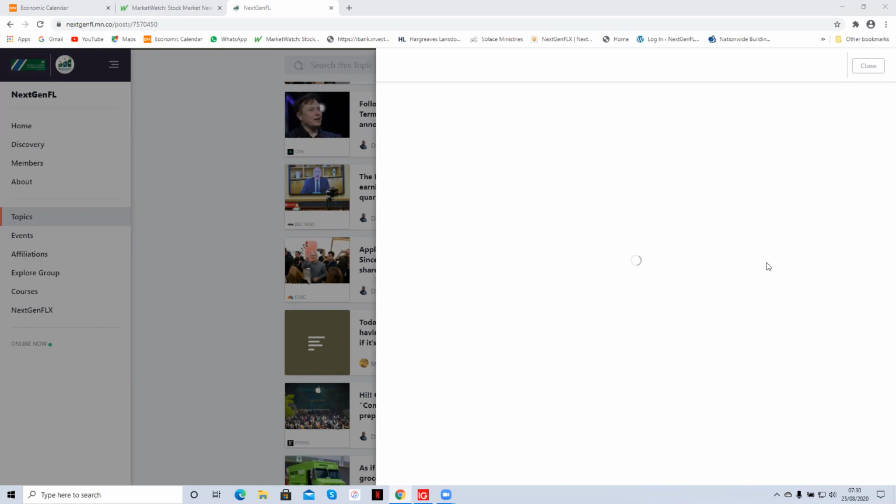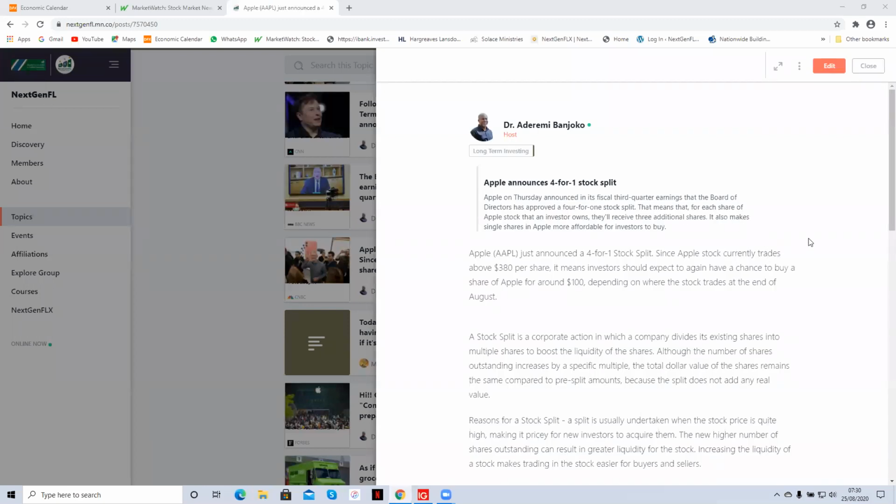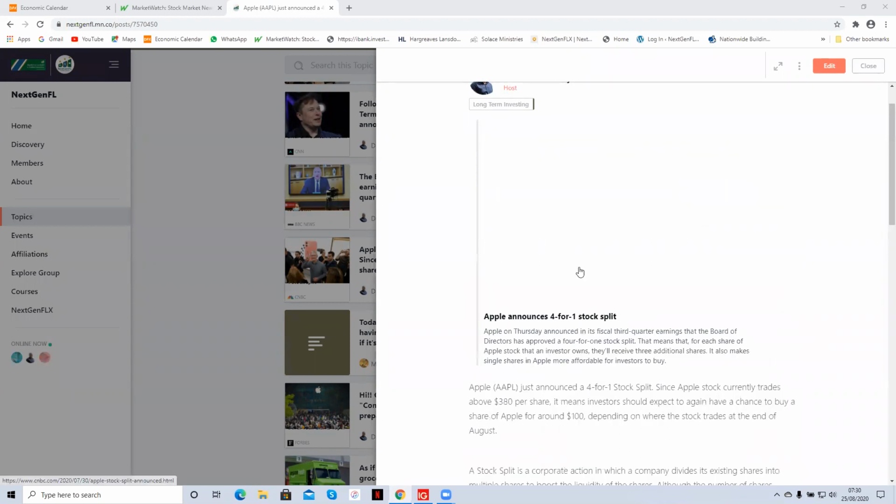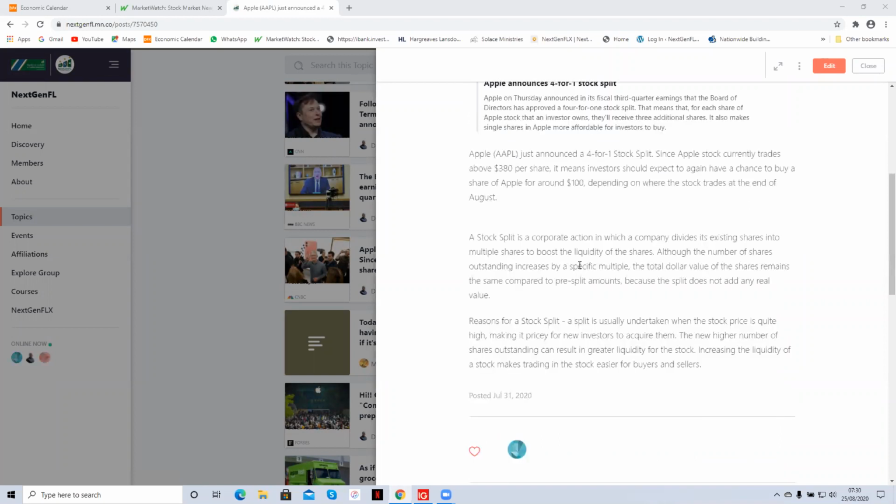I went back and looked at that as well. I thought it was the 24th. So like I said, Apple had just announced a 4-for-1 split. Since Apple stock currently trades above that, it means, anyway, it depends on where the stock trades at the end of August. So it's meant to start around the end of August. Okay, so I got my dates wrong.